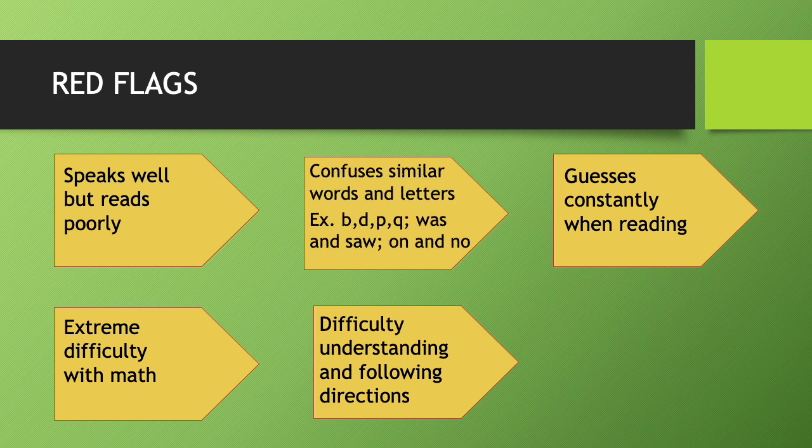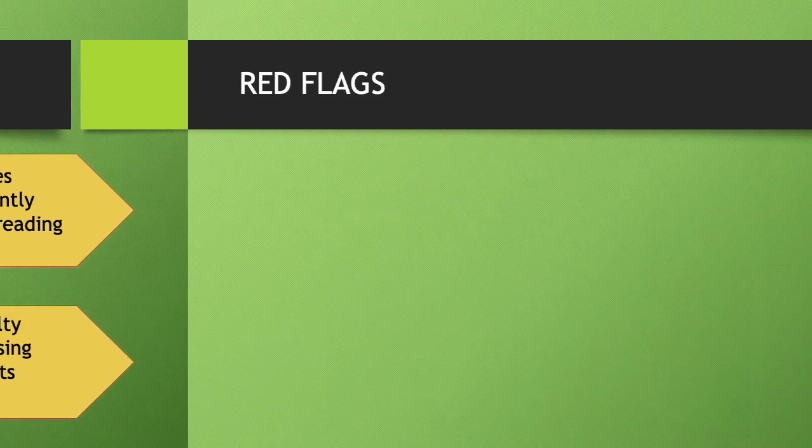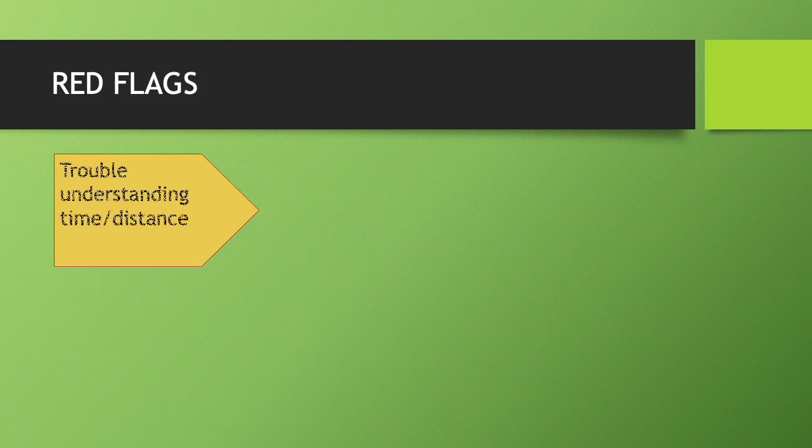Perhaps they confuse similar words and letters such as B and D, P and Q, or with words that are similar such as was and saw, or on and no. Another red flag is difficulty expressing thoughts. Let's look at a few more red flags.